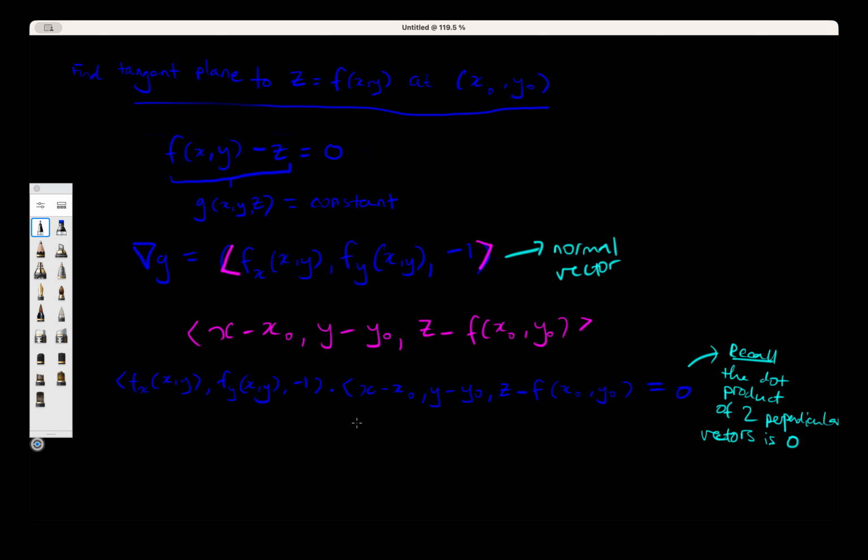And so what we have to do now is we just got to compute this, and that will give us our answer. I'm not going to compute that because it's a little bit messy, but this will help you conceptualize this concept of finding tangent planes to equations in 3D. So I hope you've enjoyed the video, and I will see you next time.